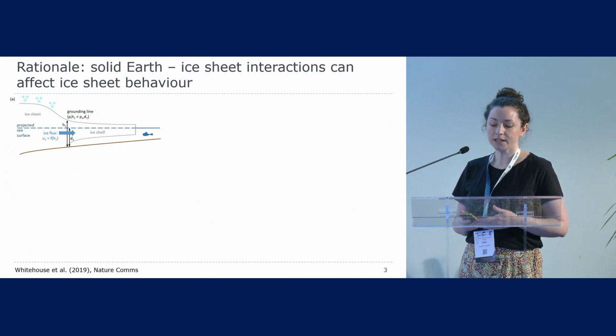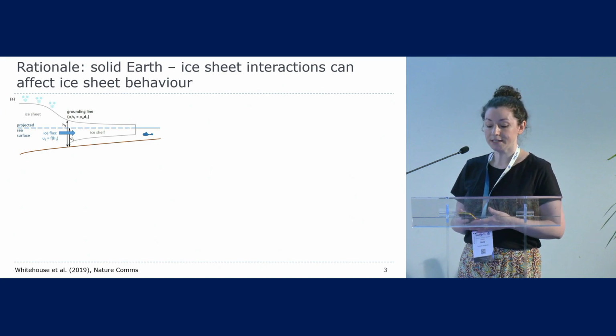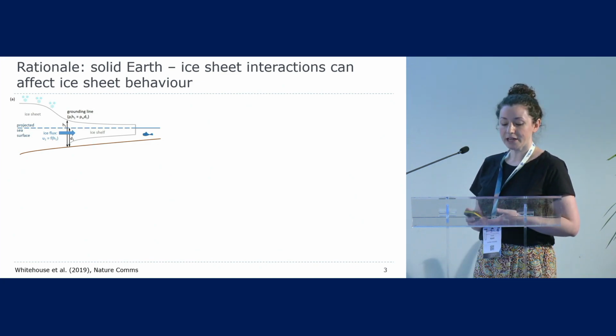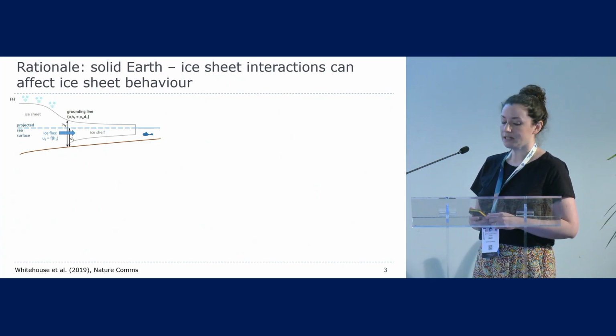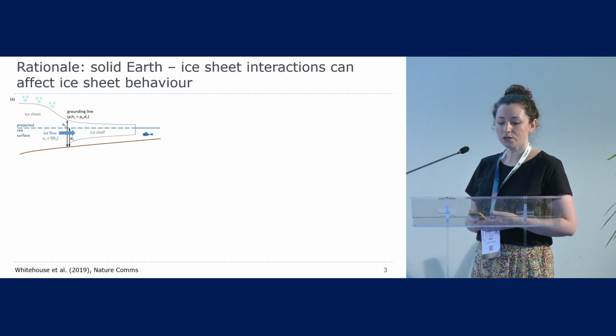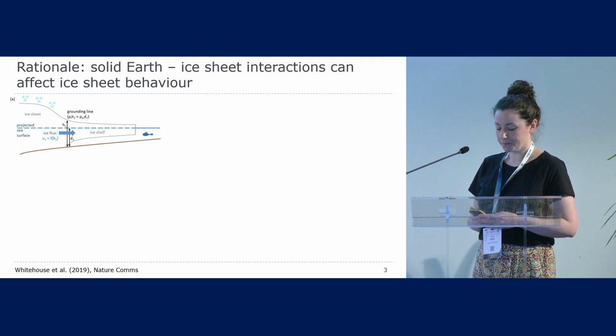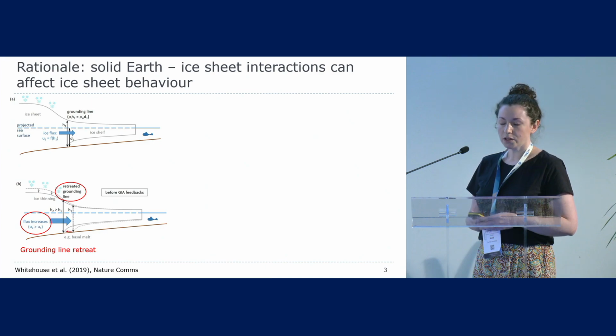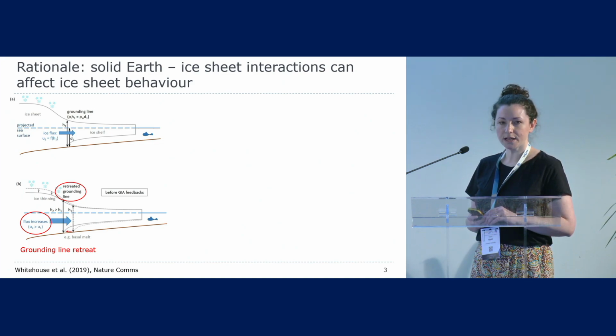These solid Earth ice sheet interactions can actually affect ice sheet behaviour, and we saw this presented several times yesterday. Here's a figure of an ice sheet on a reverse bed slope. The grounding line is the position at which the ice sheet starts to float, and mass loss is governed by the ice thickness at this point. The grounding line position also depends on the local water depth. So looking at the ice sheet in isolation, if that starts to melt, what we see is grounding line retreat into deeper water depths, and flux across the grounding line increases.